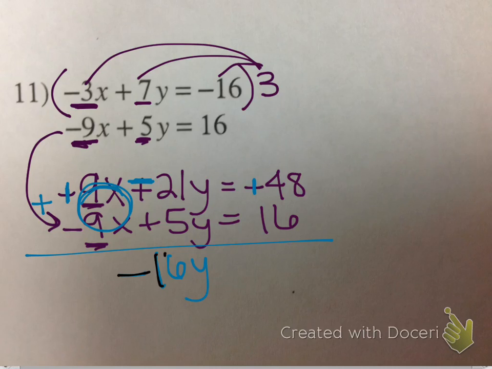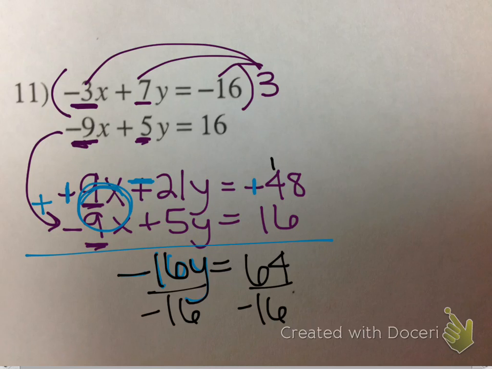So we got negative 16y equals positive 48, and 16 times 4 makes 14, carry the 1, 64. And then I divide by negative 16 on both sides. So y is going to be negative 4.